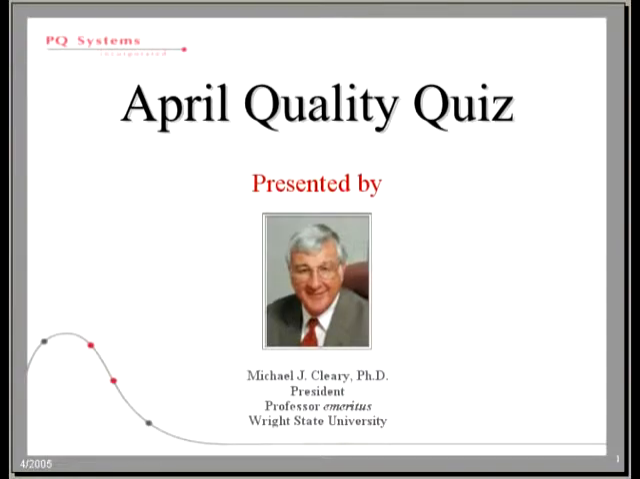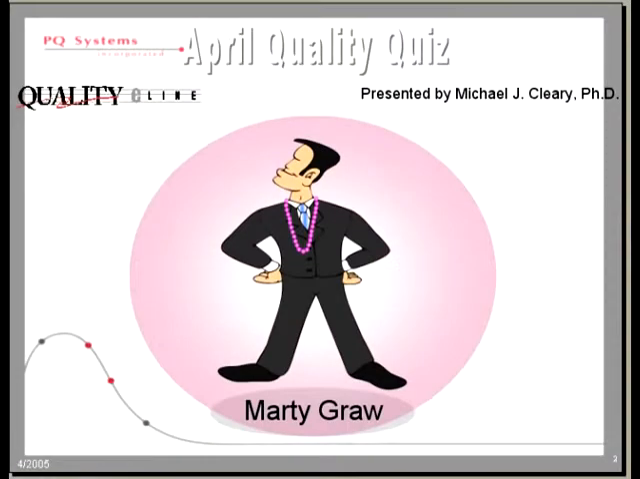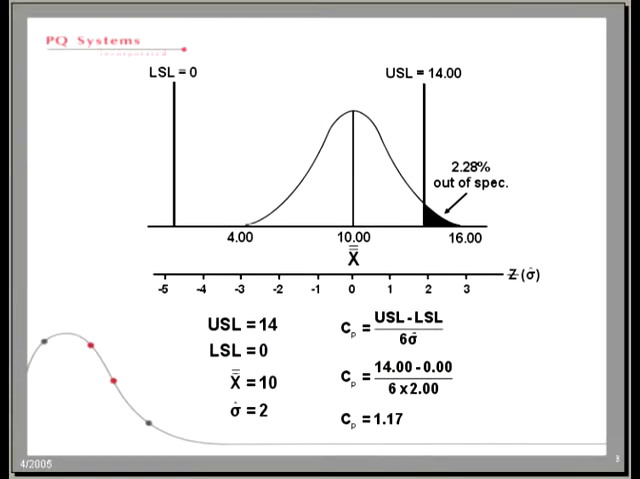This is your good friend Professor Cleary with my good friend Marty, on Mardi Gras. Now Marty wants to impress the boss by doing a capability study, and he goes and gets some data. Here's what his data looks like. It's got a mean of 10 and a standard deviation.